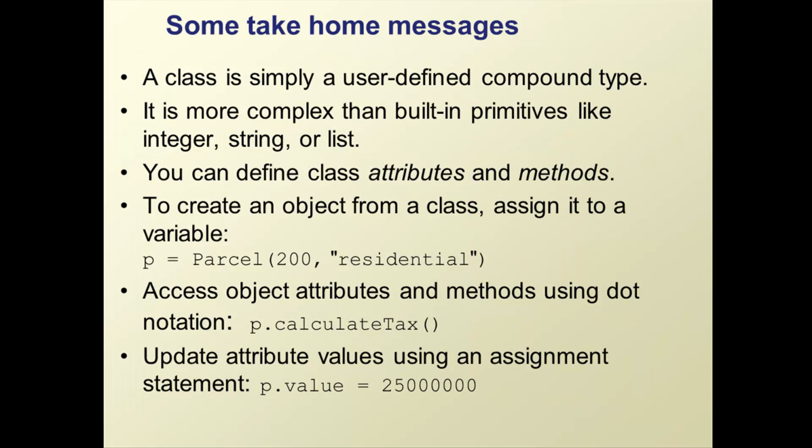Taking a moment to reflect on some of the things we learned from that exercise, a class is simply a user-defined compound type. It's more complex than built-in primitives like integers, strings, or lists. You can define class attributes and methods. To create an object from a class, assign it to a variable. Access object attributes and methods using dot notation. Update attribute values using an assignment statement. If the value of parcel object p suddenly becomes 2.5 million, you could say p.value equals 2,500,000.